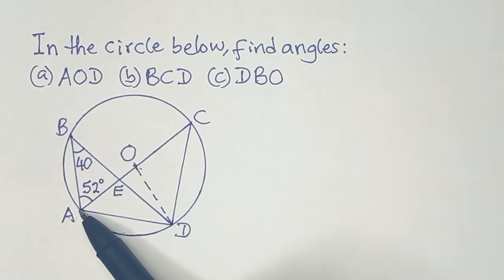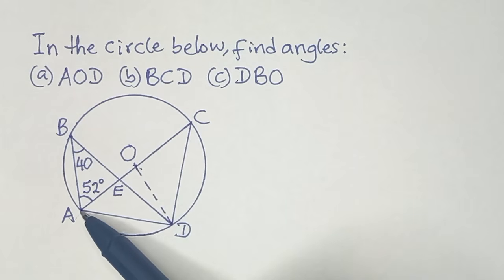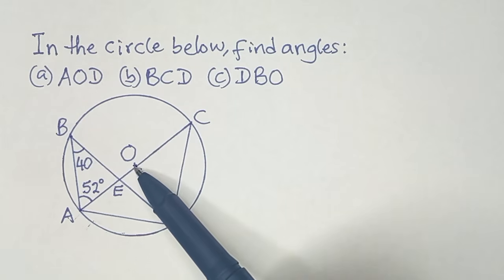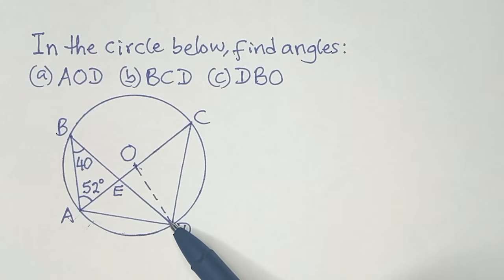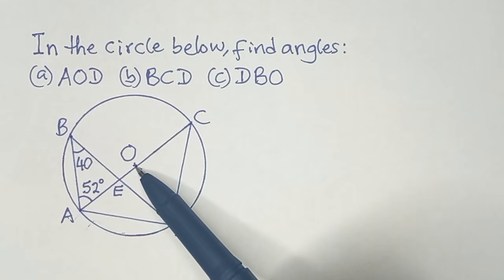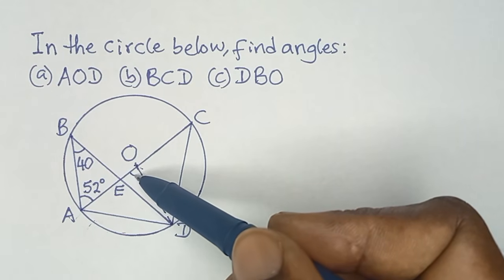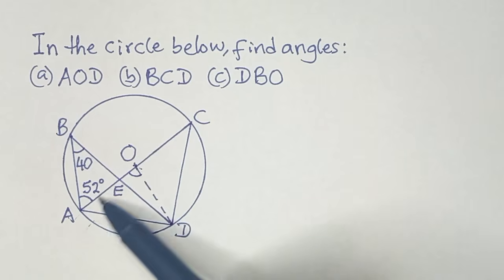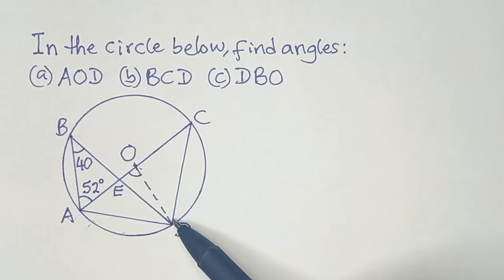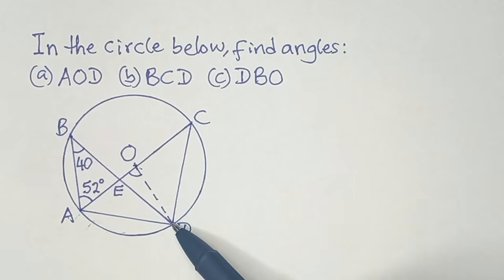Now if you look at this point A and D, I have two lines. From A, I have a line moving to the center O of the circle. From D, I have another line moving to the center O. And together, the two lines form this angle. Hope you are seeing that. From A, I have this line to the center, and from D, I have this line to the center. Together, the two lines form this angle here, which is angle AOD.